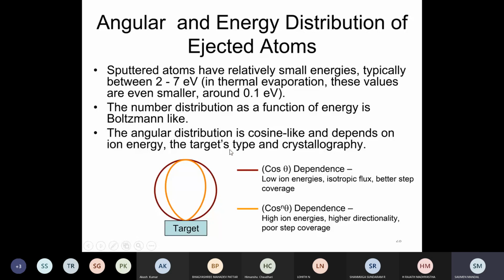So according to the target, if it is bound with very strong energy, then of course it will require more energy, and the energy coming out of this atom will be less. And if it is loosely bound, then it may acquire very high energy. So these things matter, and the crystallography of the target is also important, and that will finally decide whether it will be cos theta or cos to the power n.